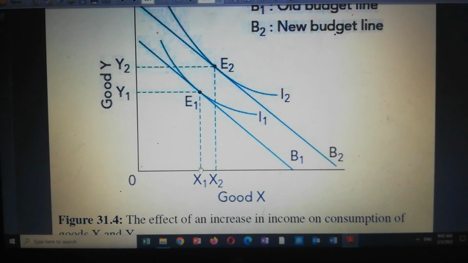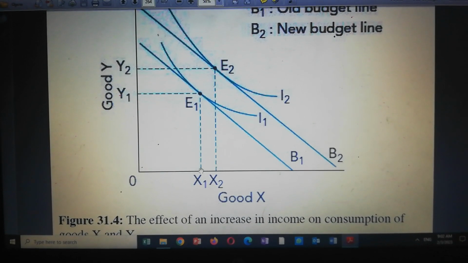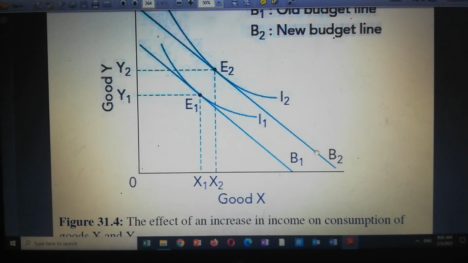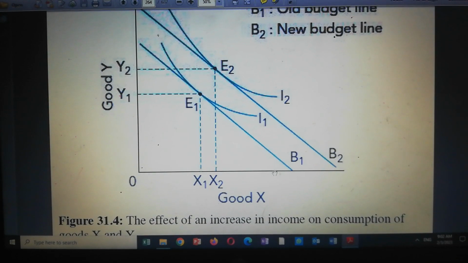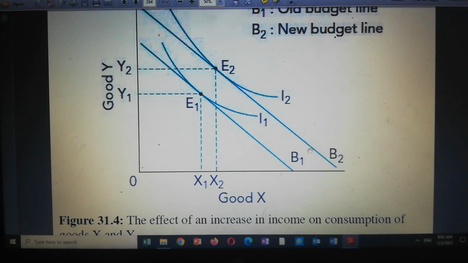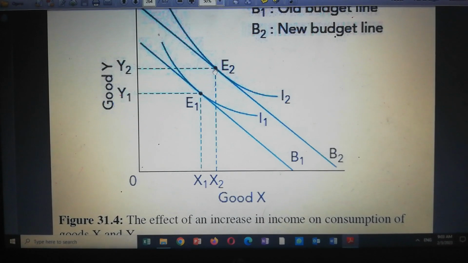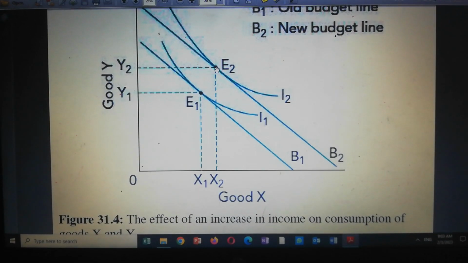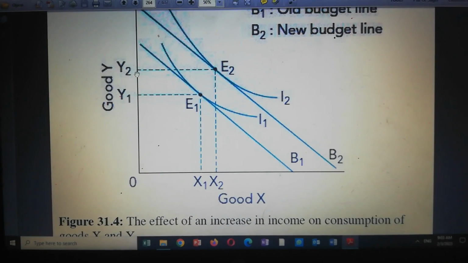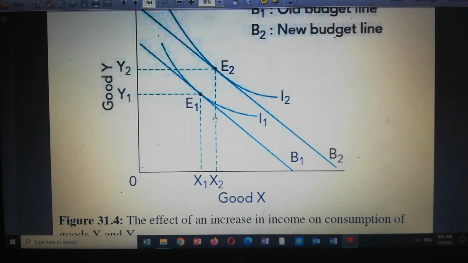Now let's say, for example, the income of the consumer increases. When the consumer's income increases, what happens is the budget line is going to shift from B1 to B2 here. So it actually shifts from B1 to B2, as you can see here. So the shift will result in a new equilibrium point here, where the indifference curve is tangential to this budget line there, giving us a new equilibrium of E2 with this quantity of Y and this quantity of X.